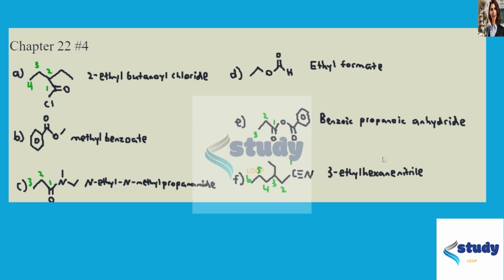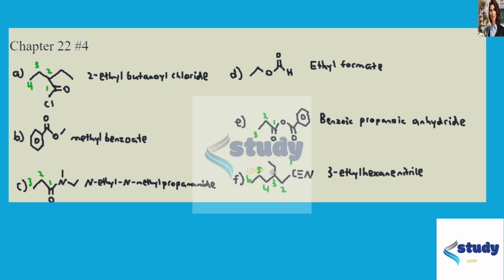Lastly, for F, we have a nitrile. And so the name is going to end in nitrile. We're also going to base the name on the longest chain. Here it is a 1, 2, 3, 4, 5, 6 carbon chain as numbered. And so it will be a hexane nitrile.